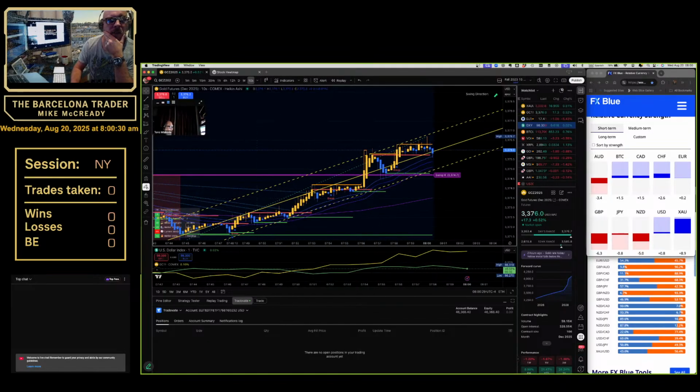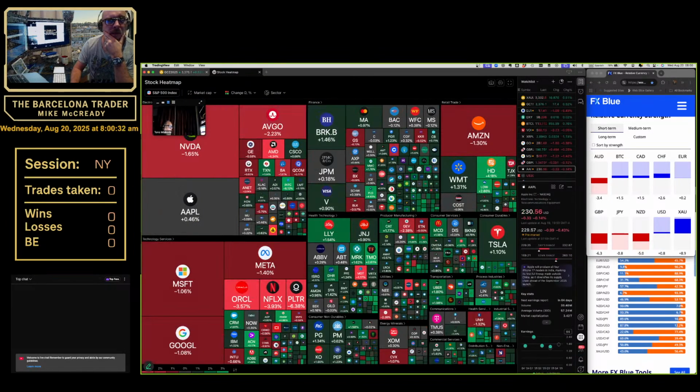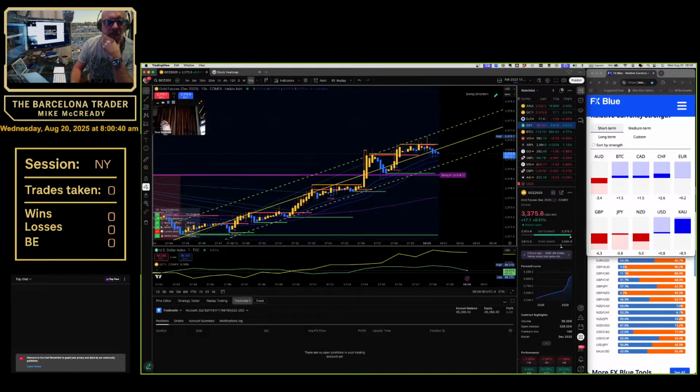A lot of hesitation going on over here with stocks. Nothing yet, obviously the market's not open, but it's getting a feel for where things are. A lot of red there, a lot of red.